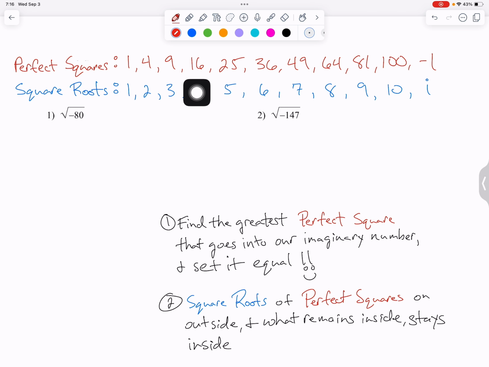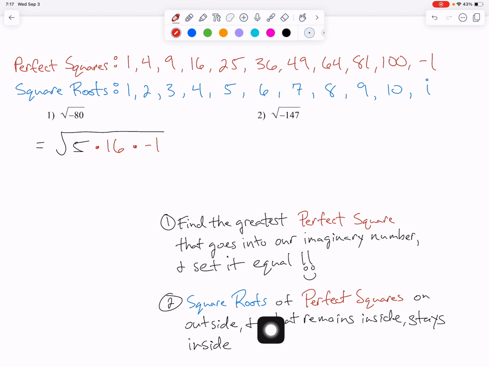All right, we know that 16 is our perfect square. So now we're just going to set it equal to. The square root of negative 80 here is equal to the square root of 5 times, what perfect square do we use? 16. 5 times 16 is 80, but if we multiply that by negative 1, that would equal negative 80. So the square root of negative 80 is equal to the square root of 5 times 16 times negative 1.